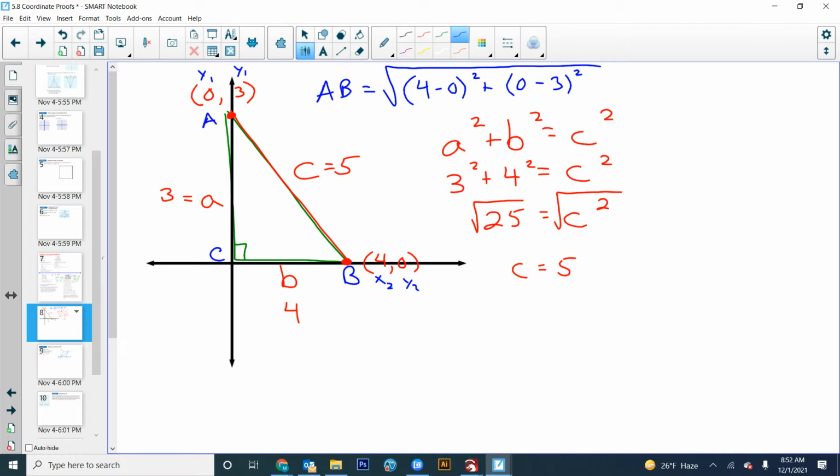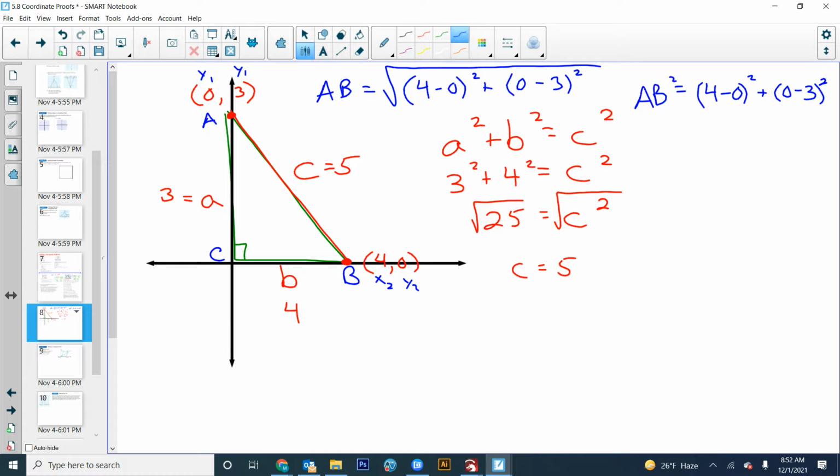Quick question for you, and we would never do this. But could I get rid of this square root right now by squaring both sides? Sure. You could square both sides, right? Wouldn't that be AB squared equals 4 minus 0 squared plus 0 minus 3 squared? All I've done is plug in numbers and square both sides. I really haven't done much math so far.